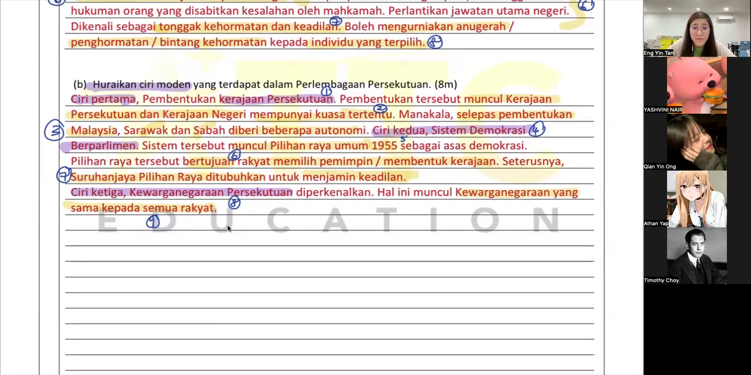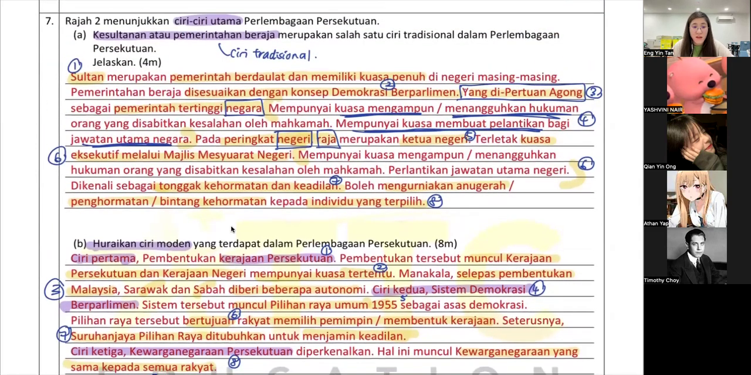You get the idea. And the last one here is the ciri-ciri ketiga, yaitu kewarganegaraan persekutuan. The citizenship. So they introduce this and make sure that our kewarganegaraan sama kepada semua rakyat. Everybody gets the same citizenship here. The elaborations. Boleh faham? This is question 7.